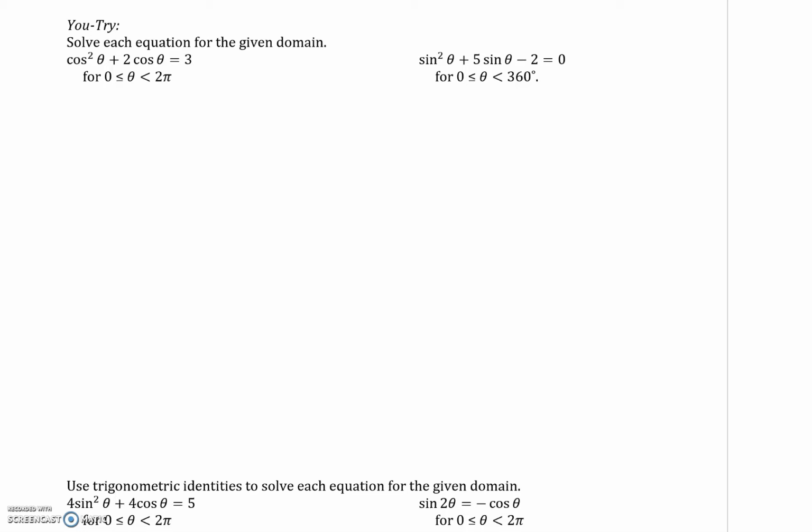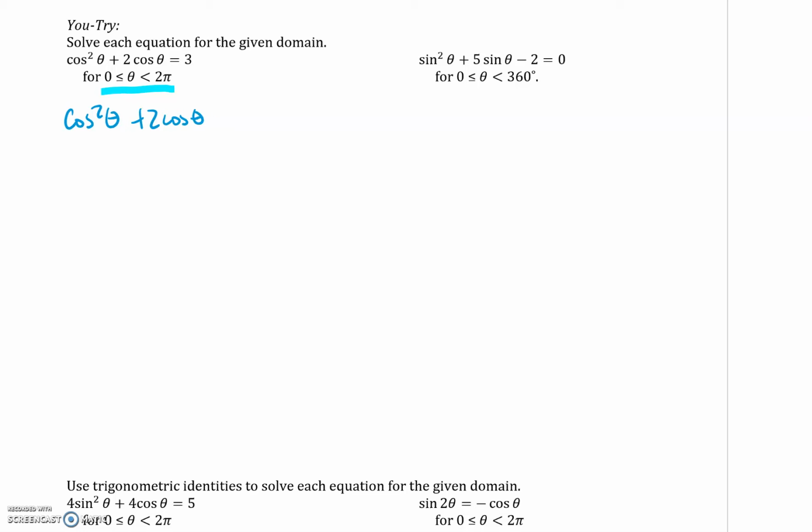So these U-try problems kind of follow the notes. What we'll realize with this first one, cosine squared theta plus 2 cosine theta equals 3, is that we want our answer in radians because it tells us we want our answers between 0 and 2 pi. But like before, you can just solve this quadratic as you would normally, factor, and then deal with that cosine theta at the end. So remember, we want one side of the equation to equal 0.